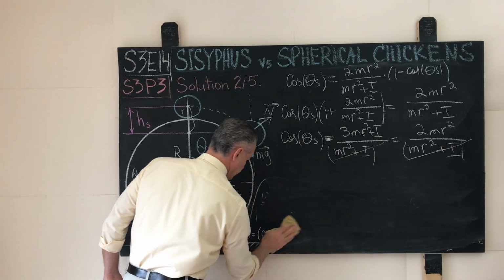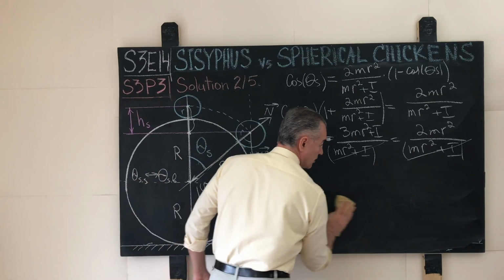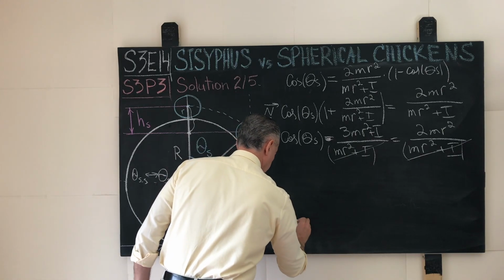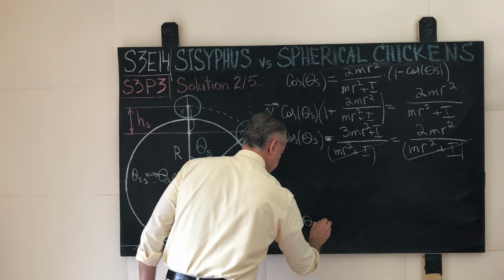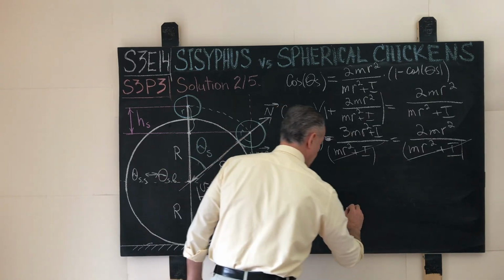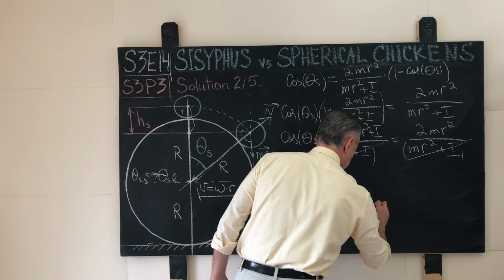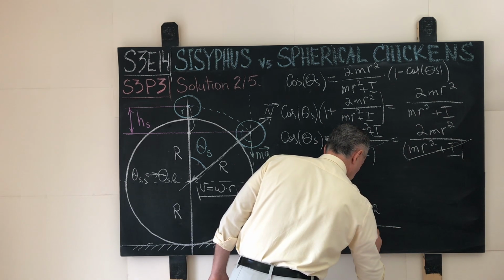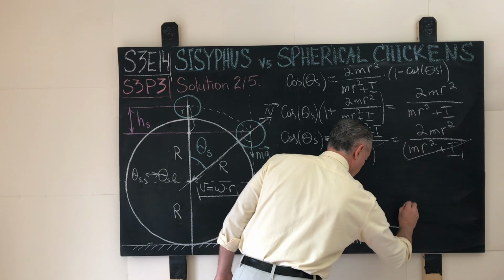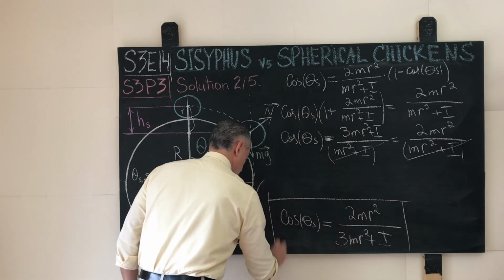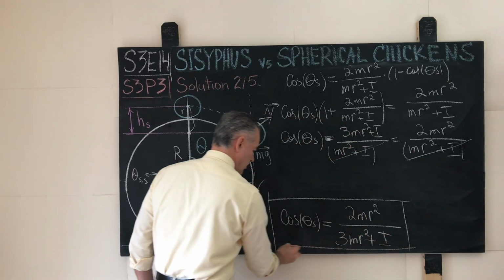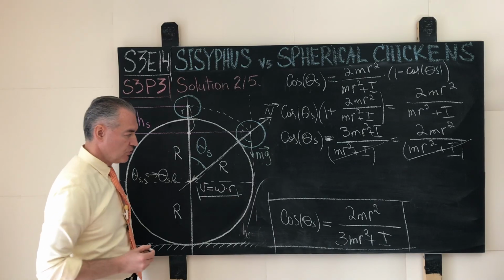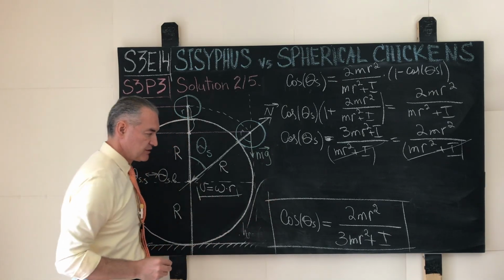We'll understand where these manipulations came from, and let us write down the expression that we were looking for. Cosine of theta s is equal to 2mr squared divided by 3mr squared plus the moment of inertia, uppercase I. This is the result that you were expected to obtain on your own. Make sure this is the result that you have.